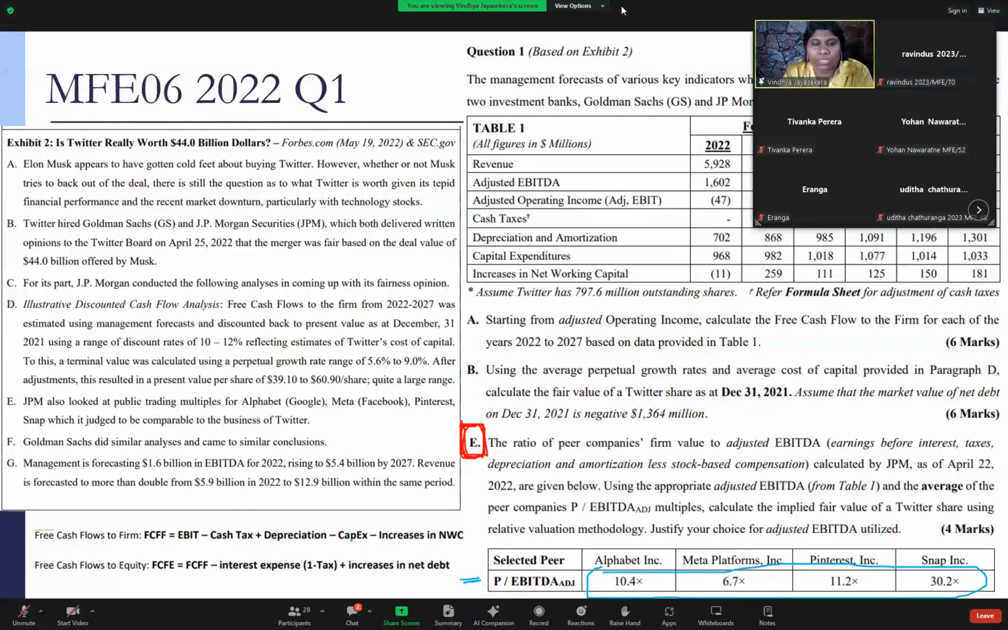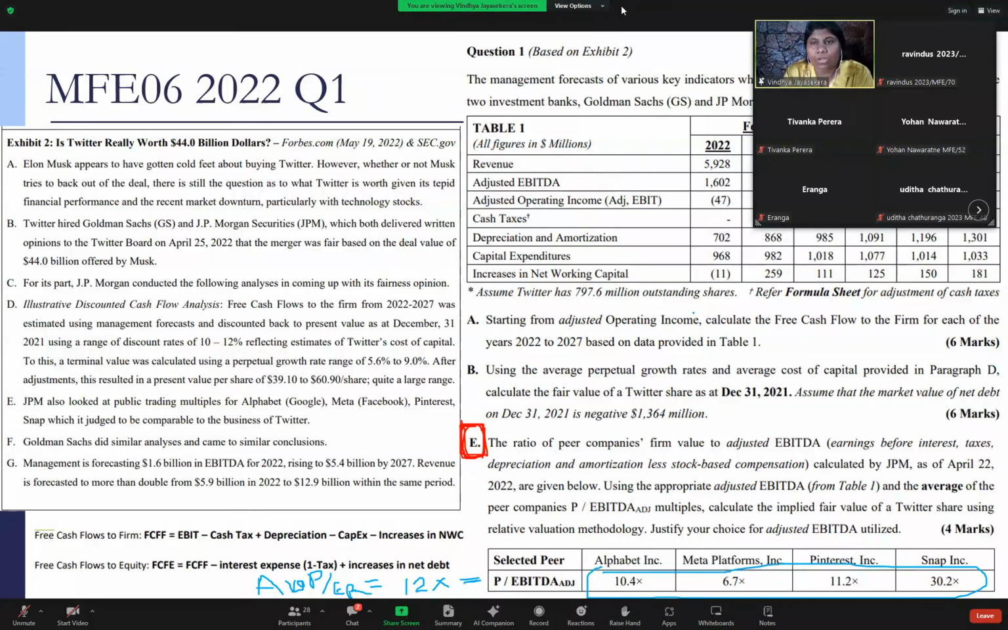Let's say that is something like 12. I'm just putting in numbers. This is not the correct number. Please don't think that this is the correct number. It is not. The average price to EBITDA of the peers is, let's say, 12 times.